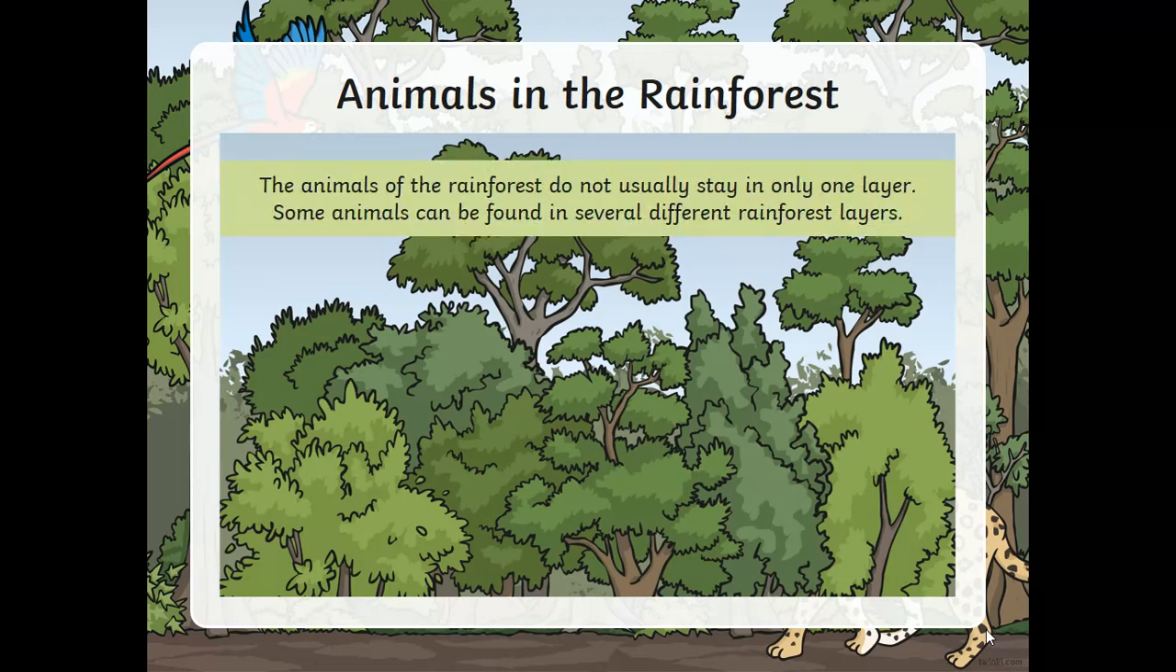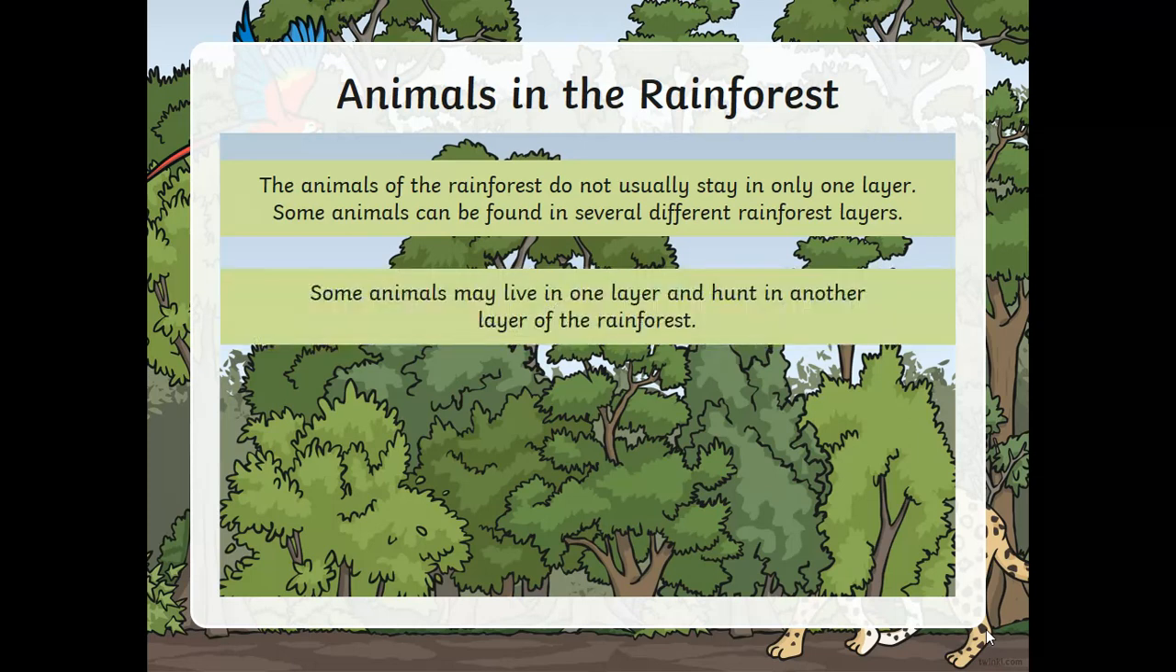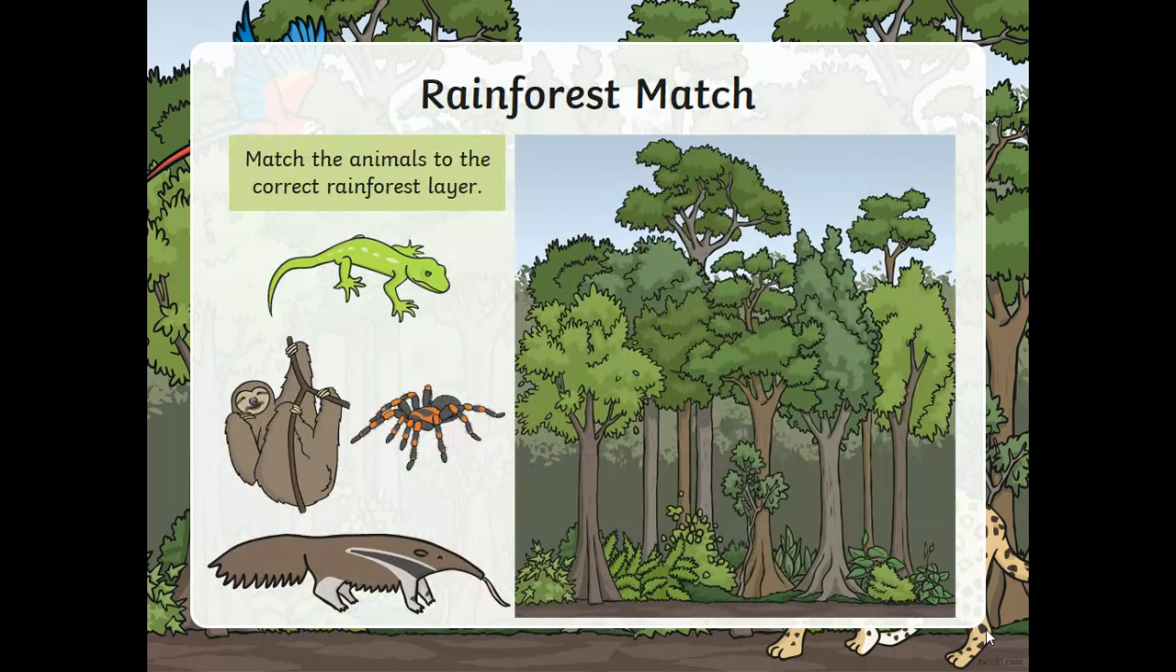The animals of the rainforest do not usually stay in only one layer. Obviously they move between the layers. Some animals can be found in different layers of the rainforest. Some animals may live in one layer and hunt in another.